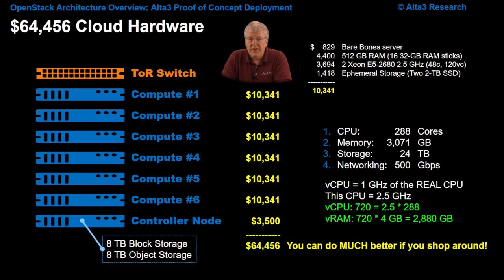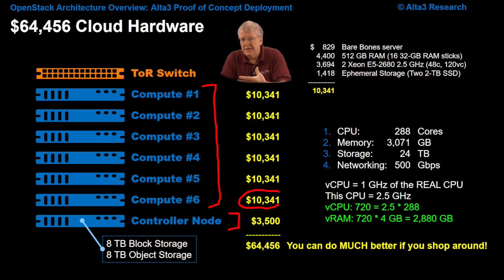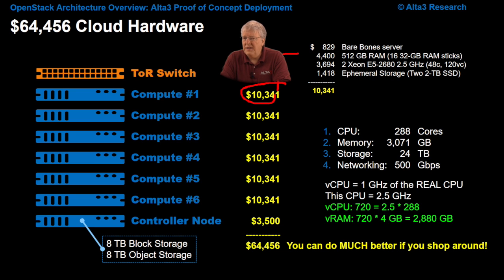Here is a $64,456 cloud. Now, the cloud hardware, that's what actually provides the services, are those 6 compute nodes. And they're beefy machines, and the price sort of says that. The cloud controller, or the control node, actually is what launches, creates, and deletes the virtual machines. So if you take a look at a compute node, we can get a pretty quick idea as to how powerful this is. $829 for a bare bones server, which has 24 RAM stick positions, of which you'll see we're going to fill 16 of them.